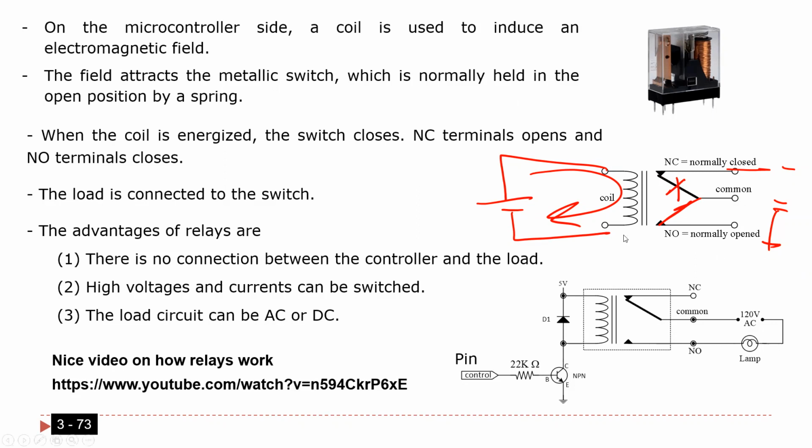So normally closed means these two connectors here, if the coil is not energized, are going to be closed. If you energize it, you are going to open it. And this one here is normally open, but when you energize, it is going to be closed. You got what I'm saying?